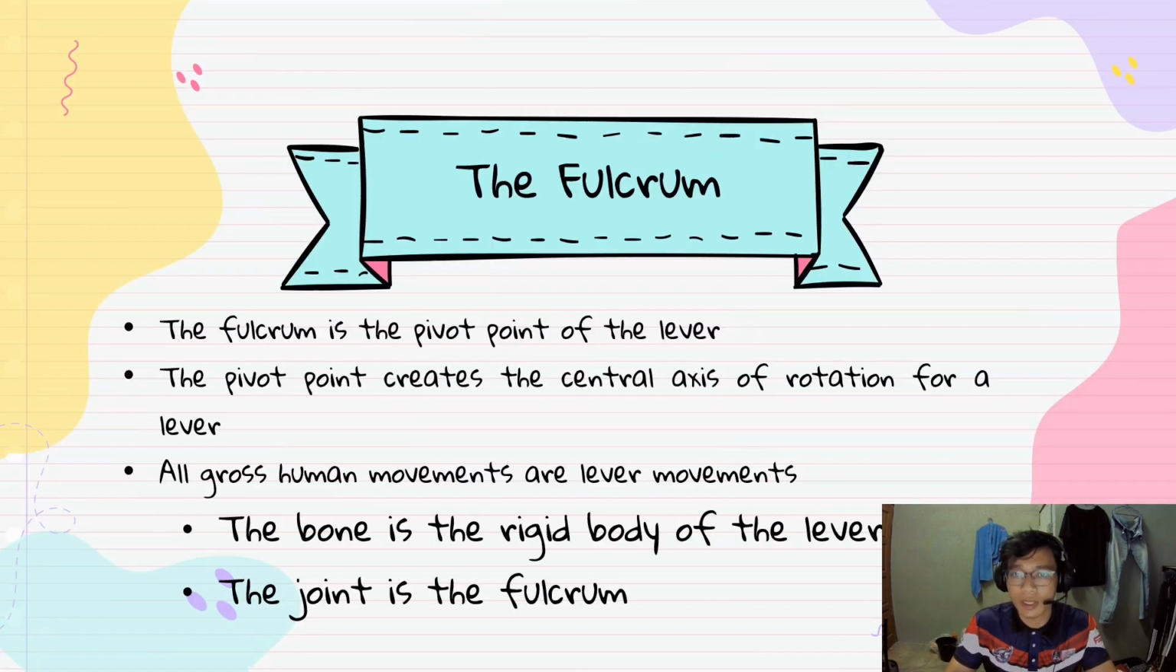Now we are going to talk about the fulcrum. So what is the fulcrum? The fulcrum is the pivot point of the lever, and the pivot point creates the central axis of rotation for a lever. In our body, all gross human movements are actually lever movements, and the bone itself is the rigid body of the lever system. Our joints, for example our elbow, our shoulder, our knee, are actually the fulcrum in our body. It makes human movements easier. Without the fulcrum system, we would have a hard time moving around and doing normal tasks in our daily life.